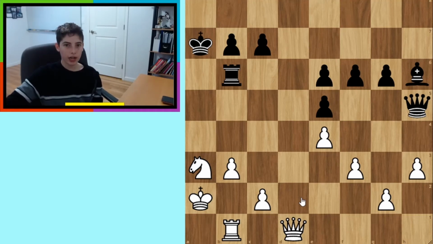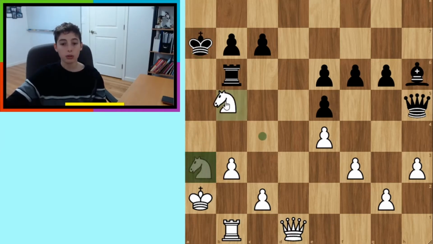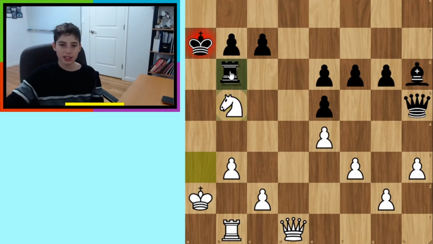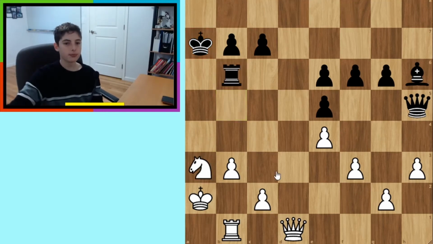So the first thing that you want to do is find all the forcing moves, like I showed in the slides. And forcing moves are checks, captures, or threats. So what checks can I give to the black king? Well, the first check is with the knight here. I can just check the black king. But obviously, this is a very bad move. This is actually the only check that I see that I can do.